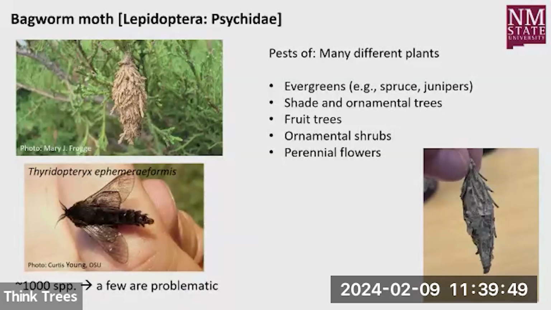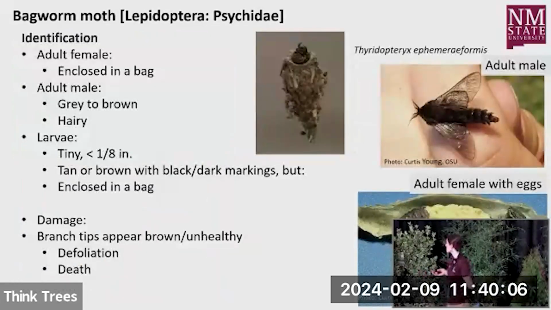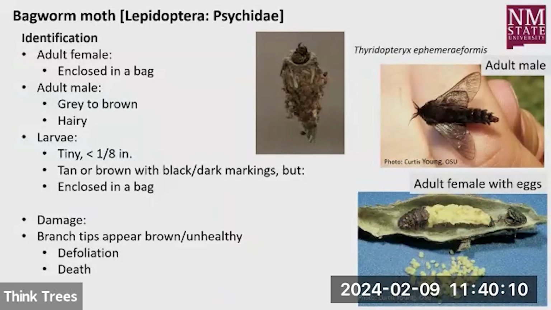Bagworms. I've had a lot of bagworms sent from a variety of different trees this year. So these can be pests. Sometimes they don't cause too much damage, but sometimes they really can. So these are lepidopterans. They are moths. They are pests of a variety of trees and shrubs. And what they look like, they're kind of weird for a moth.